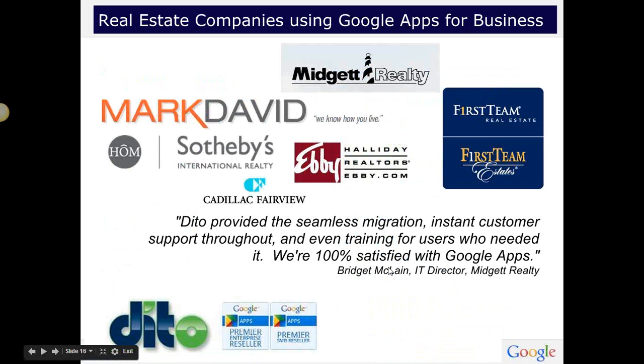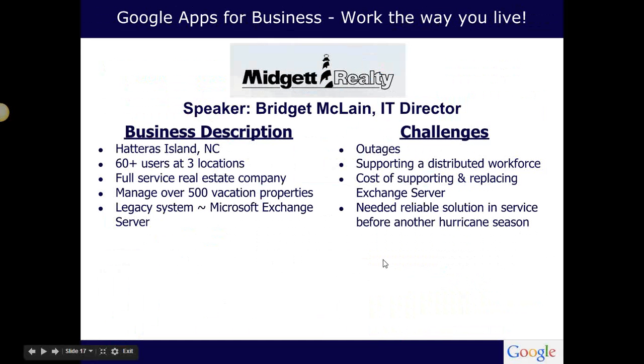Of course, you don't have to just take my word for it, but you can look to the 5 million businesses that have made the transition to Google Apps. Today I'm joined by Bridget McLain of Midgett Realty. Bridget is the IT director of Midgett Realty and has graciously agreed to speak today about the decision to go Google and the benefits that Midgett Realty received by going Google. At this time, I'm going to pass it off to Bridget, who's going to provide us with some first-person perspective on going Google.